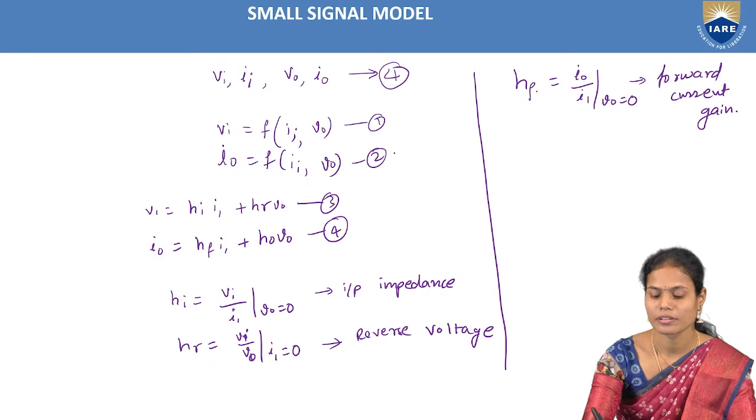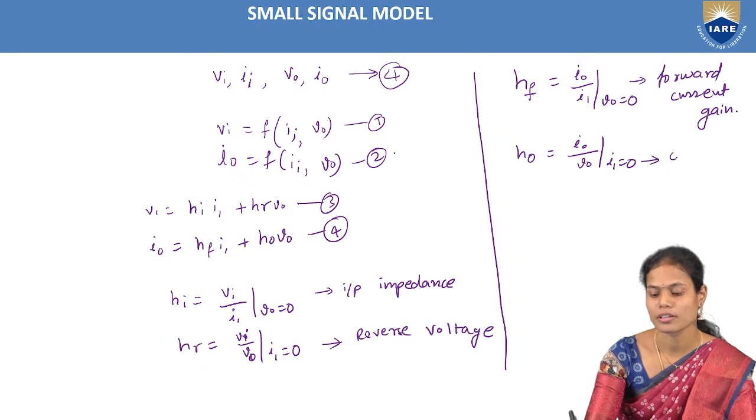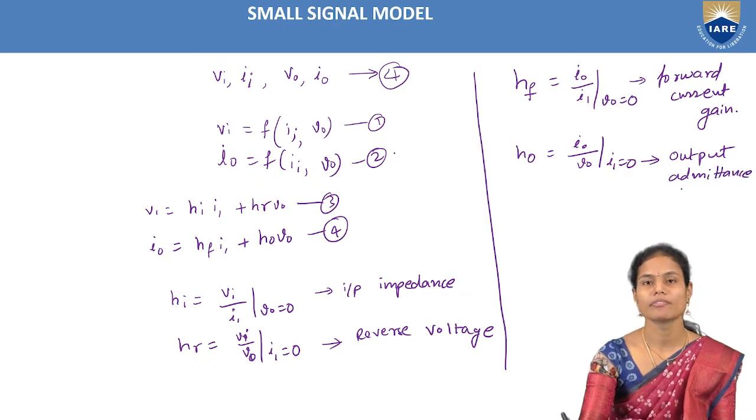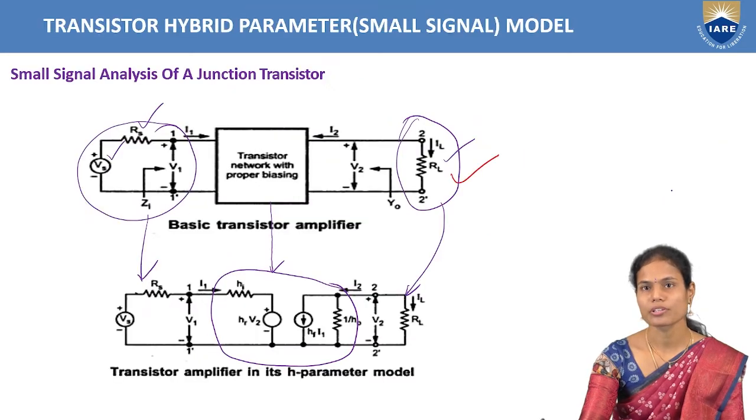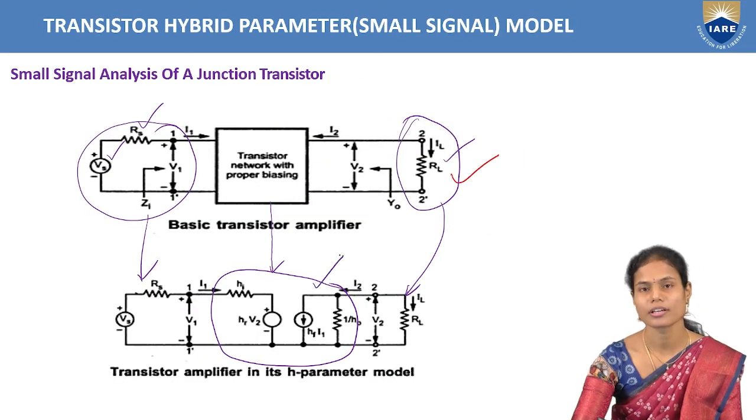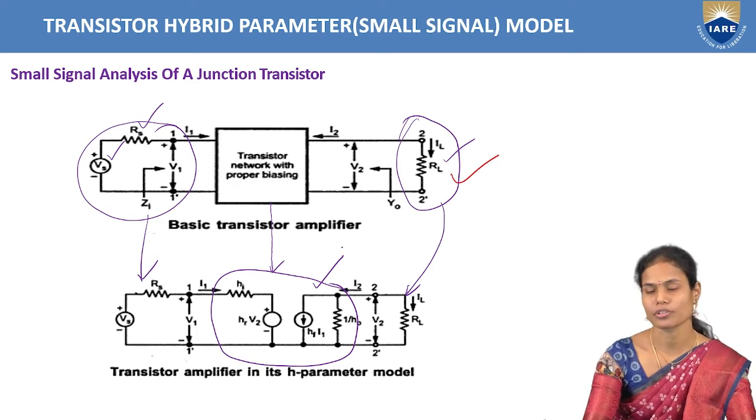And the last parameter is ho, that is Io by V0 when the input is open circuited. This is the output admittance of the given amplifier circuit. So these all are the four H parameters of the given amplifier circuit. By using these four H parameters only, we have constructed this equivalent hybrid parameter circuit.